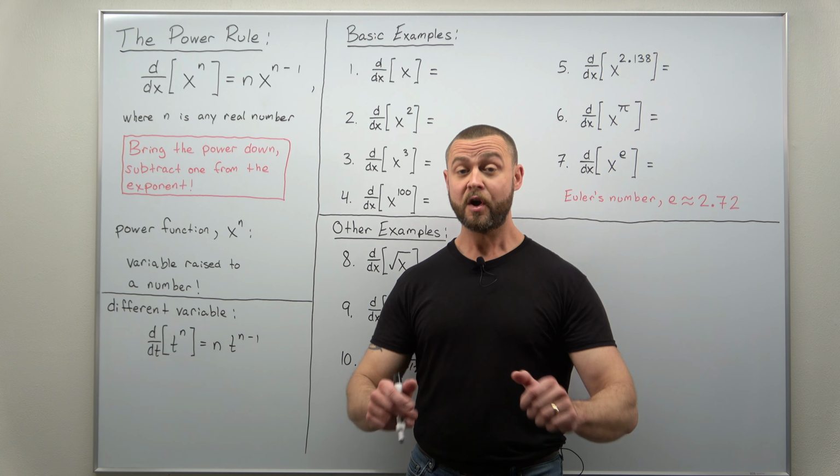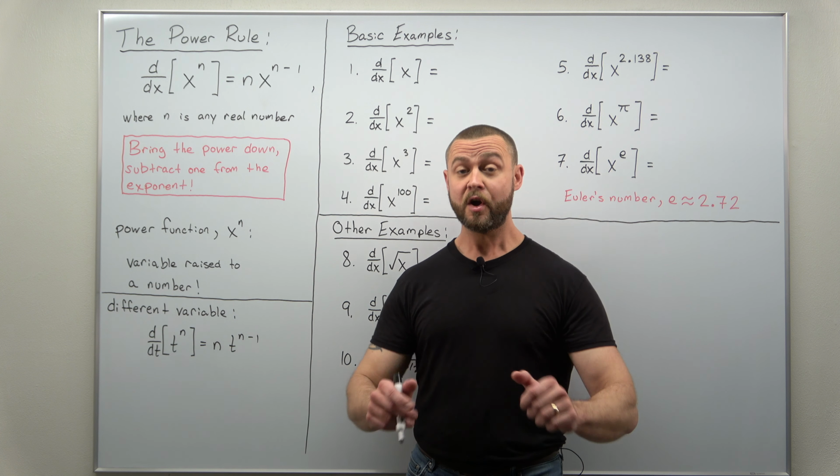The other one, which you're likely going to encounter in your Calculus 1 course, is using t as the independent variable. That would look like t raised to a number. Now with that out of the way, identifying a power function, a variable raised to a number, let's go ahead and state the power rule. It's a rule for differentiating a power of x or a power of a variable.